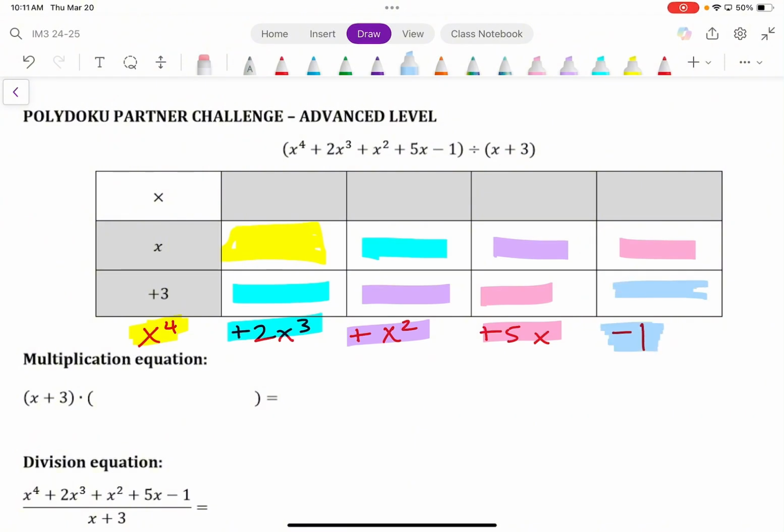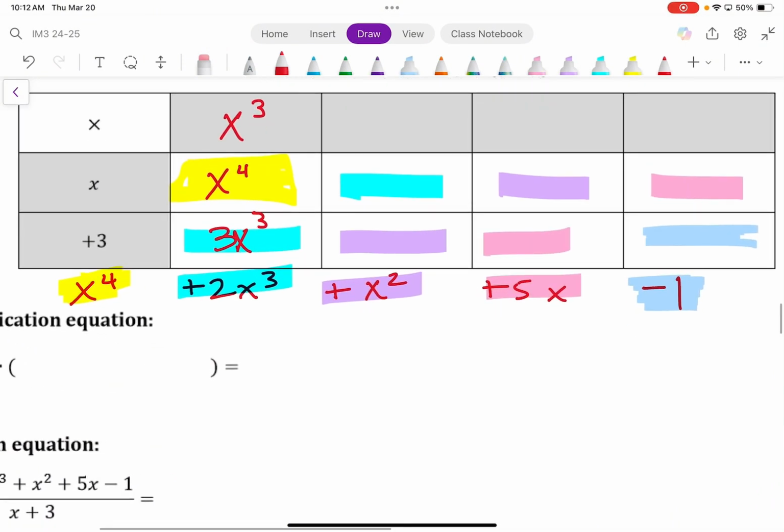All right. So I'm going to go through this one. x times what gives you x to the fourth? That has to be x to the third. 3 times x to the third is 3x to the third. 3x to the third plus negative x to the third is going to give you 2x to the third. So this must be negative x squared. 3 times negative x squared is negative 3x squared. To get negative 3x squared to x squared, you have to add 4x squared. So this must be 4x.